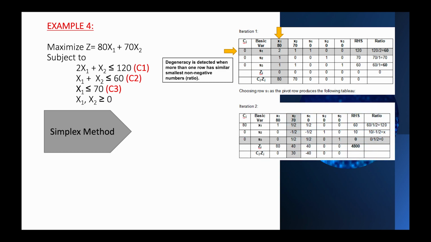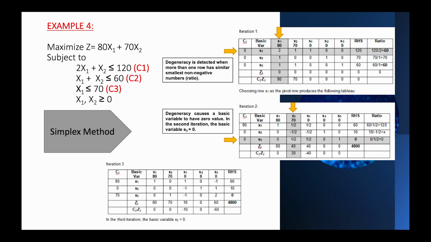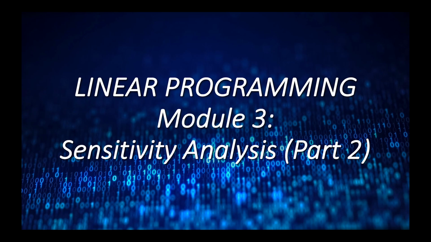Second iteration, degeneracy causes a basic variable to have 0 value. In the second iteration, the basic variable S3 equal to 0. Lastly, in the third iteration, the basic variable X2 equal to 0 in the right-hand side value. Now, we come to the second part in module 3.